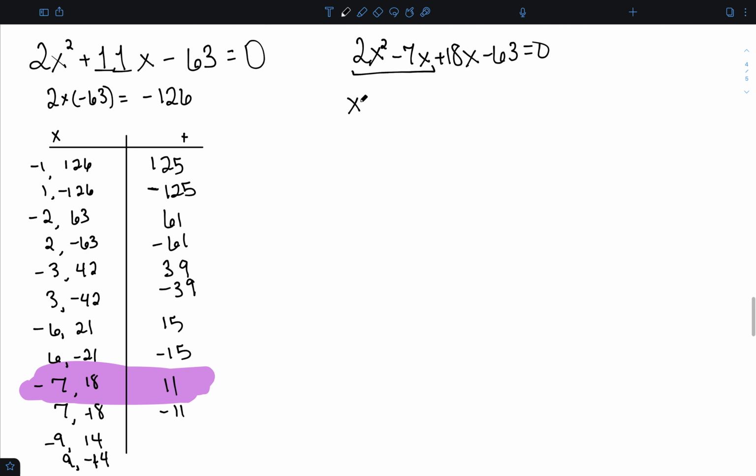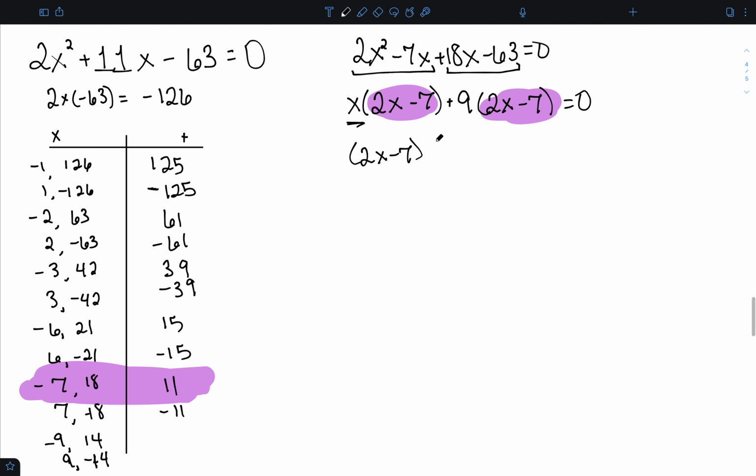My first two pieces have an x in common. I'm left with 2x minus 7. My next two pieces have a 9 in common, and I'm left with 2x minus 7. Finally, each of these has a 2x minus 7, and I'm left with x plus 9. So now we have 2x minus 7 times x plus 9 is equal to 0. That tells me I have the equation 2x minus 7 equal to 0, as well as x plus 9 equal to 0.